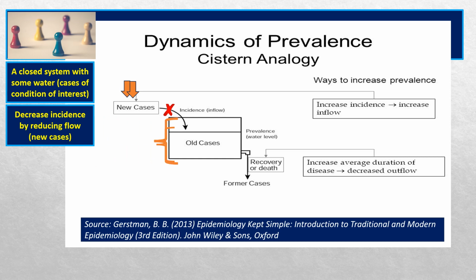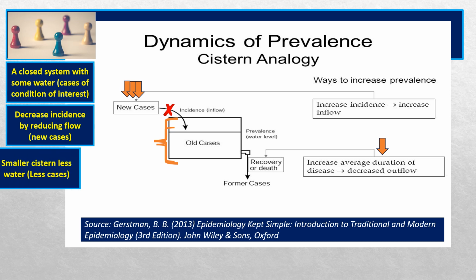Now, if you have a large cistern filled with water, you have a high prevalence. It means there are many individuals with the disease in the population. This could be due to a combination of a high incidence rate, or water flowing through the faucet, or a long duration of the disease in the population.